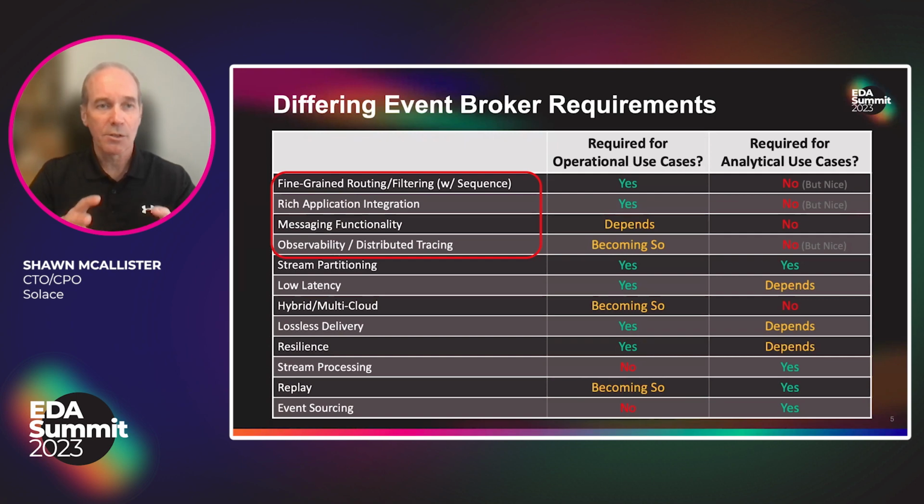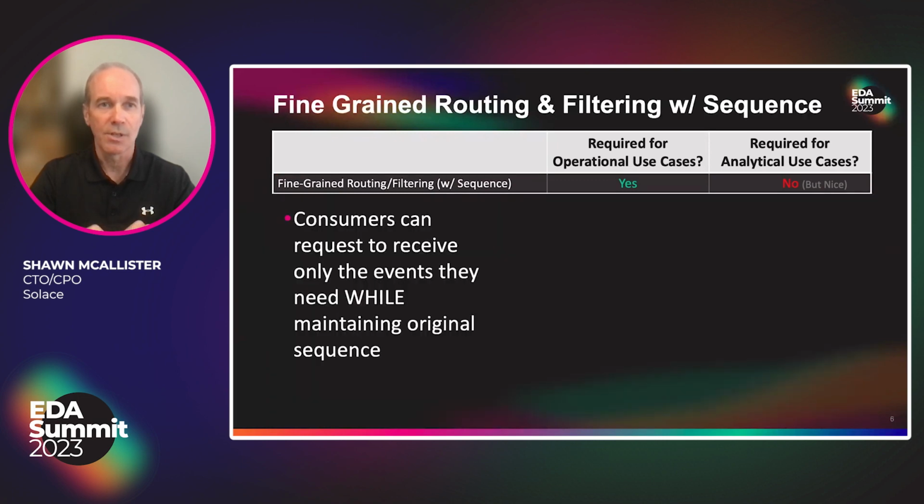So let's dive into those top 4 characteristics and see how they apply to the 2 different use cases. So, fine-grained filtering and routing with sequence. Very required, very important for operational use cases, not so much really for analytics use cases. What I mean by this characteristic is really the ability for an event broker to deliver to consumers just the event that consumer application wants, and not a whole bunch of events that need to be filtered.